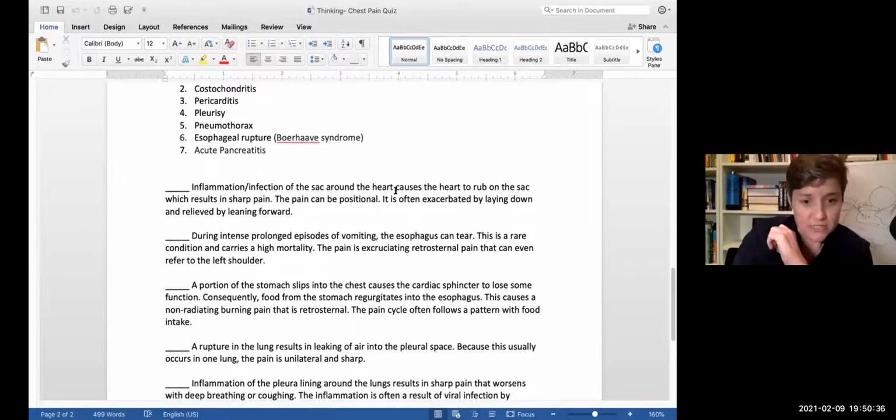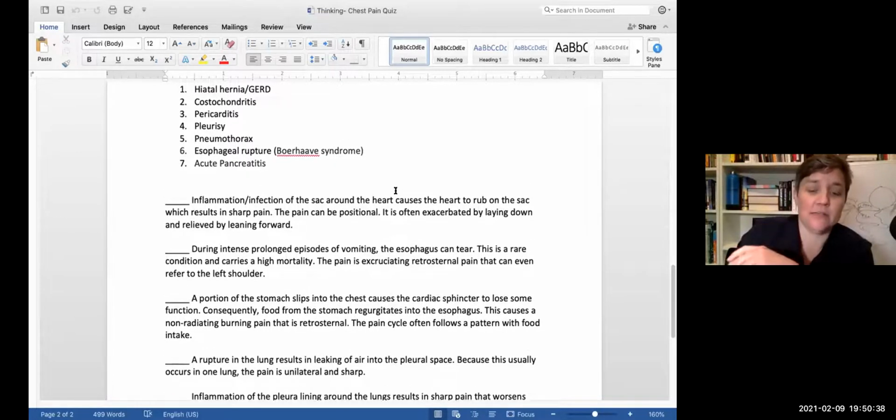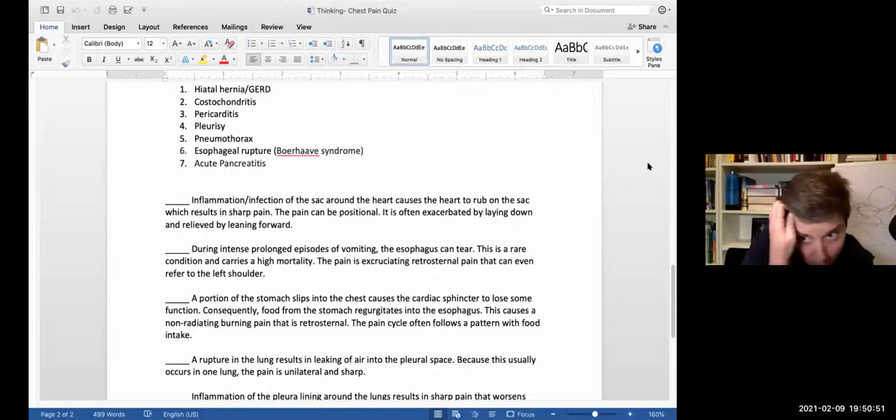Right. A rupture in the lung results in leaking of air into the pleural space. Because this usually occurs in one lung, the pain is unilateral and sharp. Good. This one is pneumothorax.